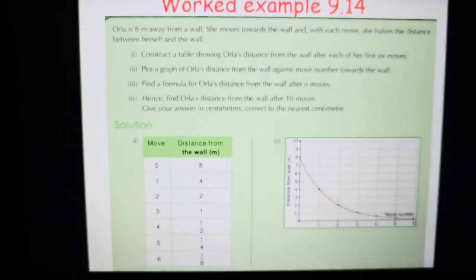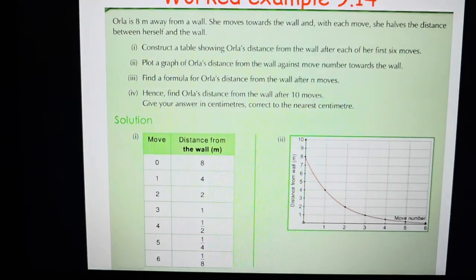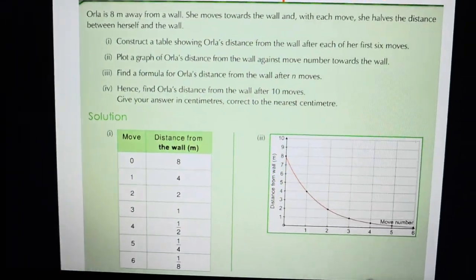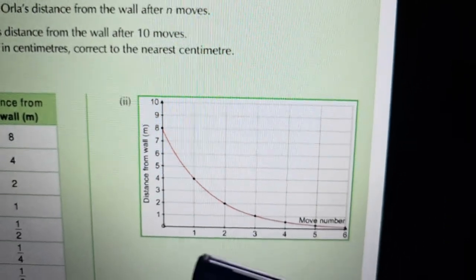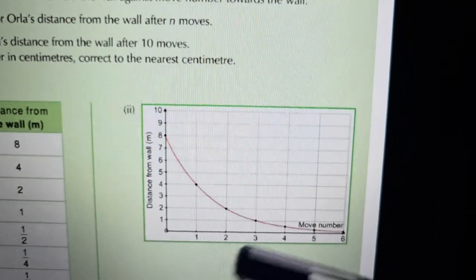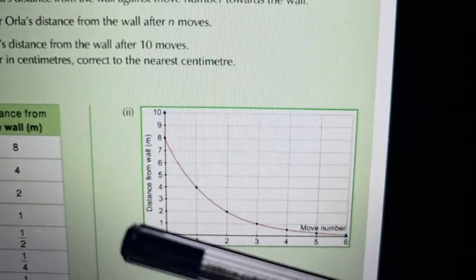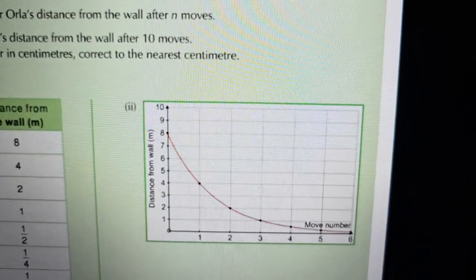Plot the graph of Orla's distance from the wall against the number of moves she makes. So we have an XY axis. Her move or her step number is on the x-axis. She takes a total of 6 steps. And the distance from the wall is measured in meters on the y-axis.